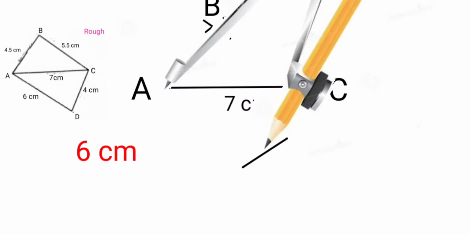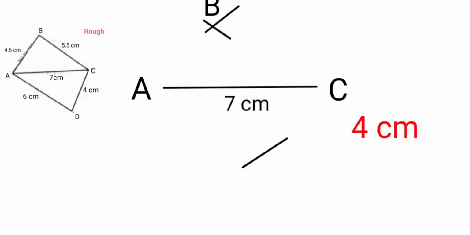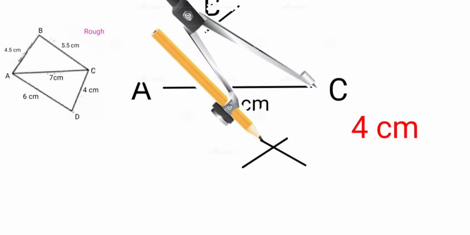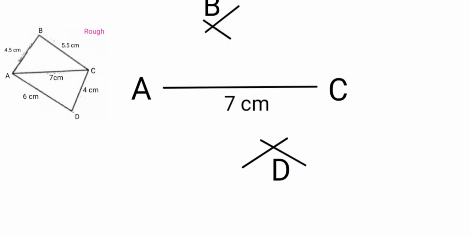Next take A as center to the downward direction. Make an arc of 6 cm. And take C as center. Make an arc of 4 cm. And the intersecting point we get is D.